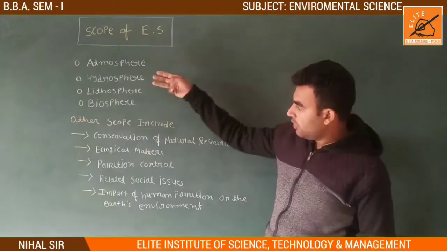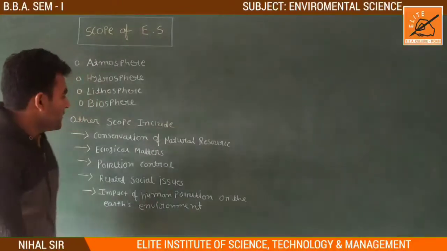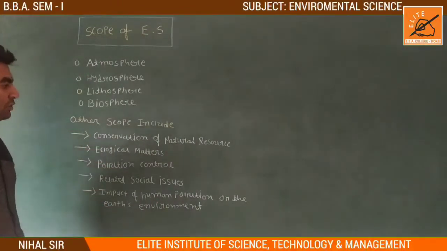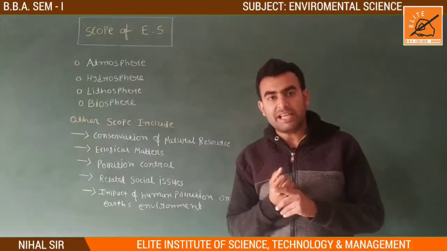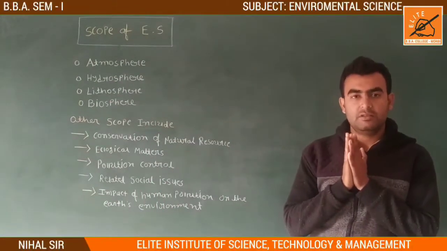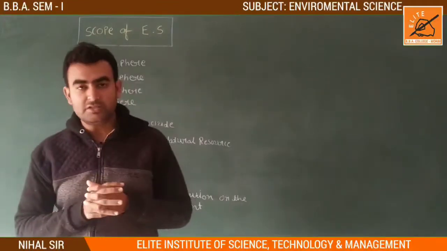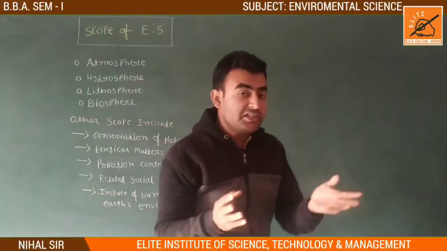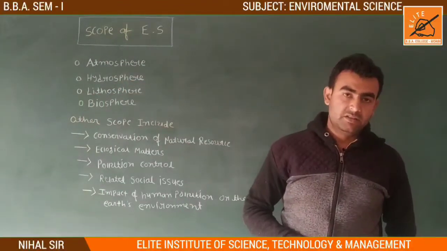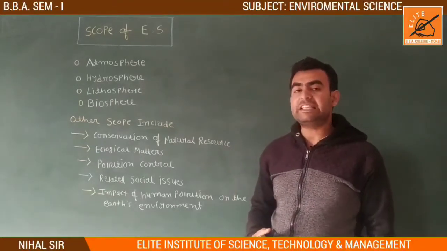Done. So then other scopes are also included. First is conservation of the natural resources. If we have environmental science, what happens? We know where the natural resources are and how we need to protect them, and at what level they are damaged by us. All these things we know with the help of environmental science.